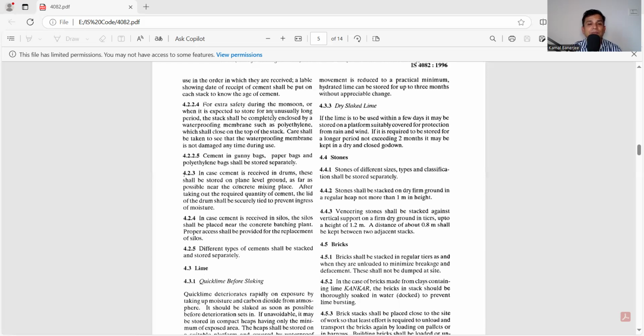Then for extra safety during the monsoon, or when it is expected to be stored for an unusually long period, the stack shall be completely enclosed by a waterproofing membrane such as polythene, which shall close on the top of the stack.